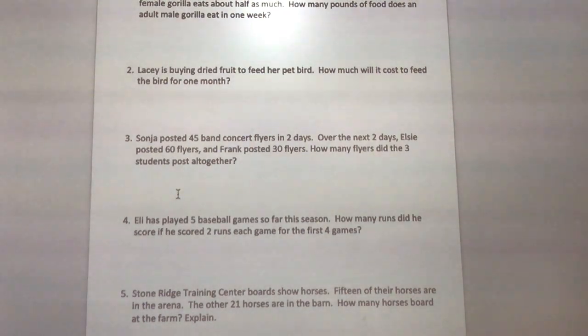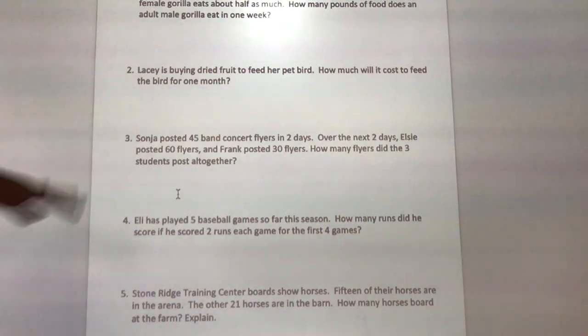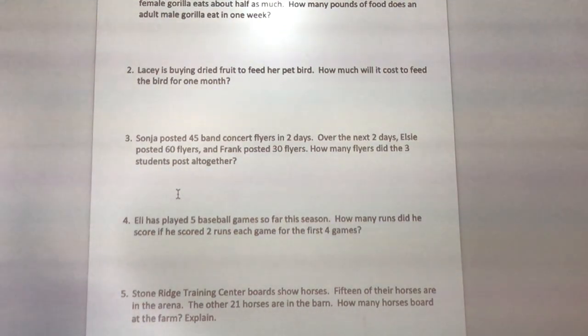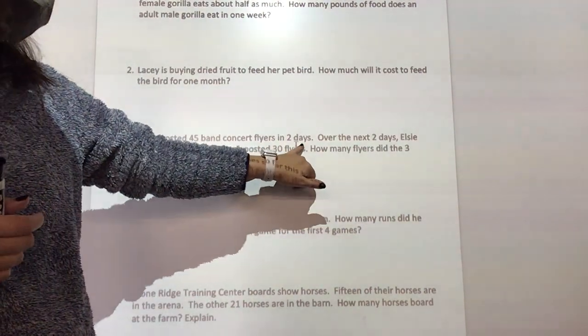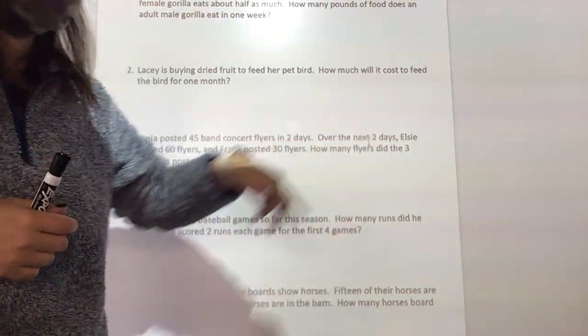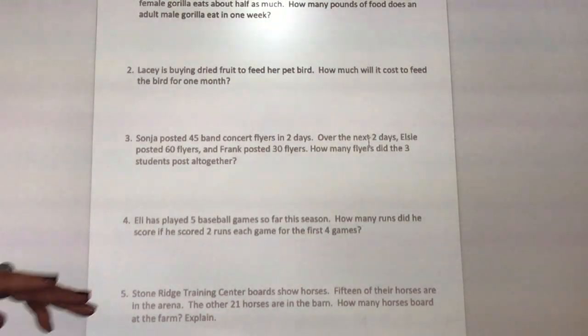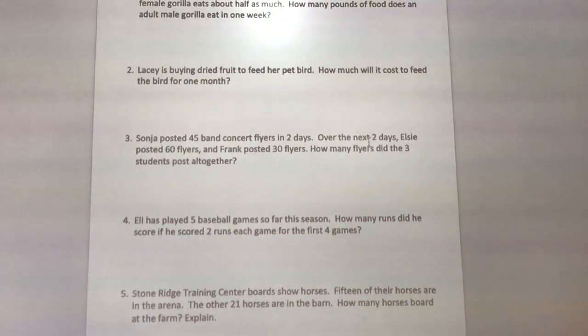What can I knock out? What is some information that is just not needed? Hannah? Their names. Yeah, it doesn't matter which person. It could be Sonia, Bob, Sue, Tom, Tim. It doesn't matter their names. What else, Bradley? Over the next 2 days. Yeah, does it matter how many days it took them to post these flyers? No, so in 2 days, it doesn't matter. And then over the next 2 days, it doesn't matter. They're not asking us about our time frame at all. They're asking us just about the flyers posted.